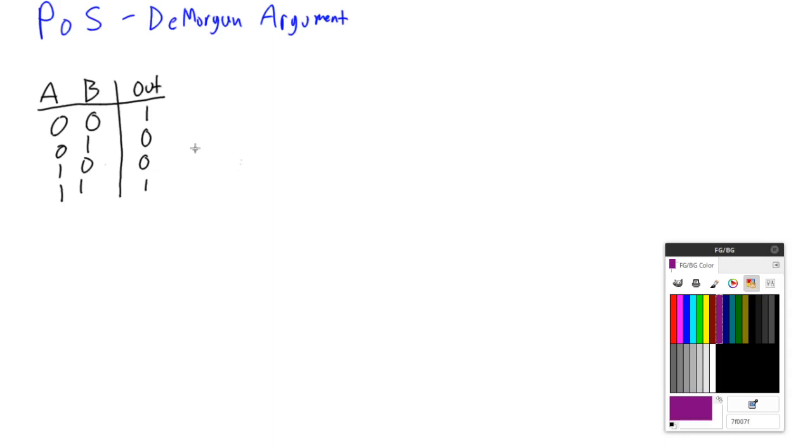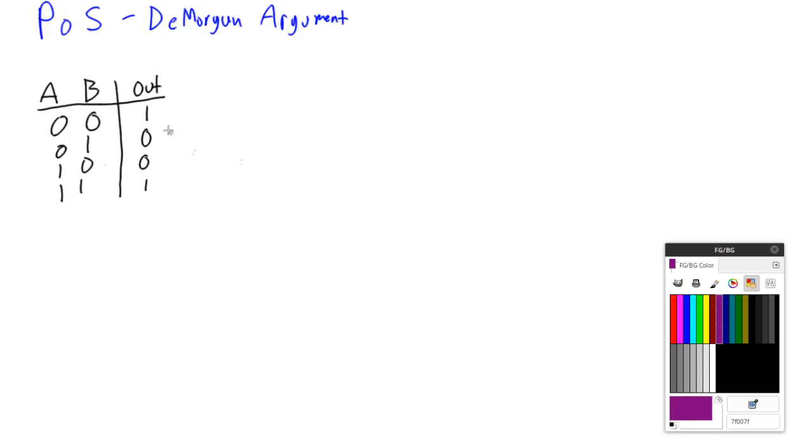So with product of sums, what we're really doing is tracking if we're not at any of the zero conditions. If we're not at any of the zero conditions, we must be at a one condition. So we're not at any of the zeros, we must be at a one. I want to approach explaining this problem using De Morgan's kind of argument, but we're going to apply it to get at our canonical form.